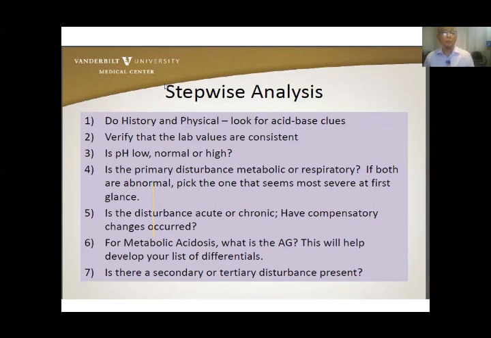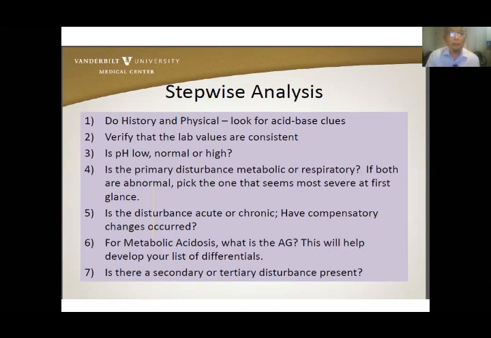Okay. Stepwise analysis. The first important thing is a detailed history and physical examination. You will look for clues for an acid-base disorder. Verify that the lab values are consistent. Is the pH low, normal, or high? This is very important: you first have to look at the pH. If the pH is less than 7.35, it is acidosis, either respiratory or metabolic.